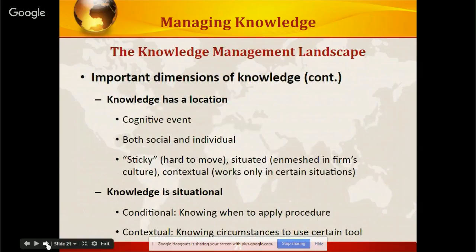It could be located in the cognitive space. It could be social. It could be individual. It could be hard to remove, hard to situate, and it could be situational as well. So you may need to know when to apply a procedure to a particular issue. You may need to know the circumstances that require a tool. For example, you may need to know that you should use Trello for your group work, and maybe not so much Nozbe, although it can be used as well. So it depends.